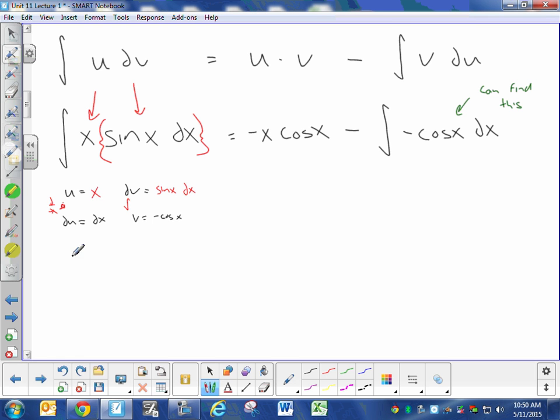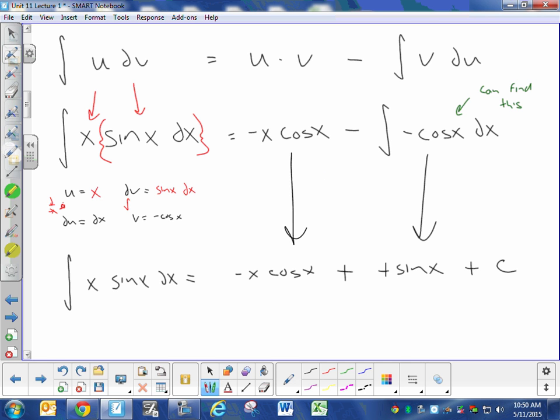So turns out the antiderivative of x sine x is negative x cos x minus negative sine x plus c. And this is the same as plus a positive sine x. There's that. There's that. We found our antiderivative.